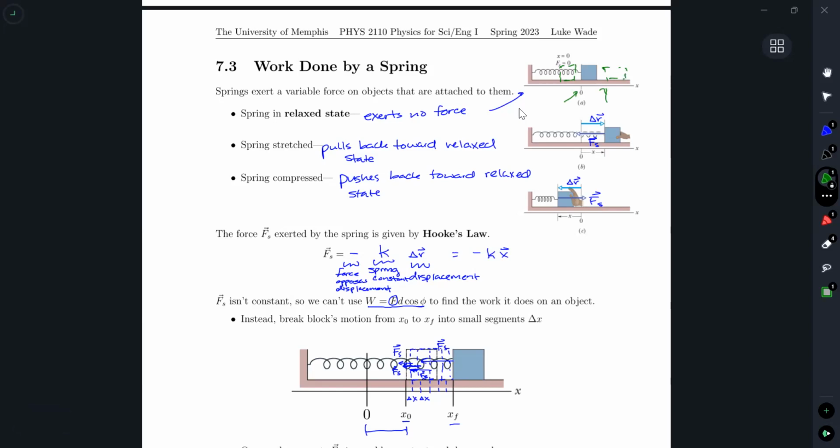So the best way to state how we account for the work done by a spring is positive if it is moving back toward equilibrium, toward that relaxed state.